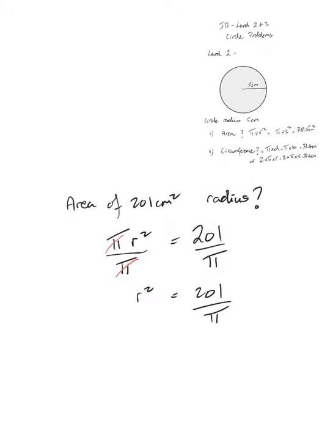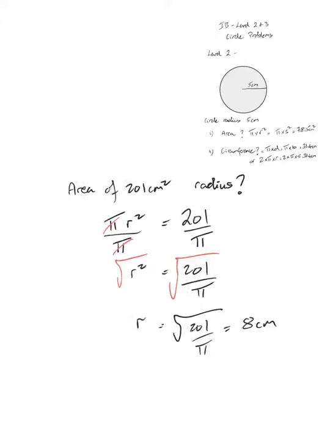Therefore, if we square root both sides, what do we get? We get the radius, which is the square root of 201 divided by pi, which to 3 significant figures, which is what they always ask us to do in these CE papers, gives us an answer of 8 centimeters. Basically all we're doing is exactly the same as we did in the level 2, but in reverse.